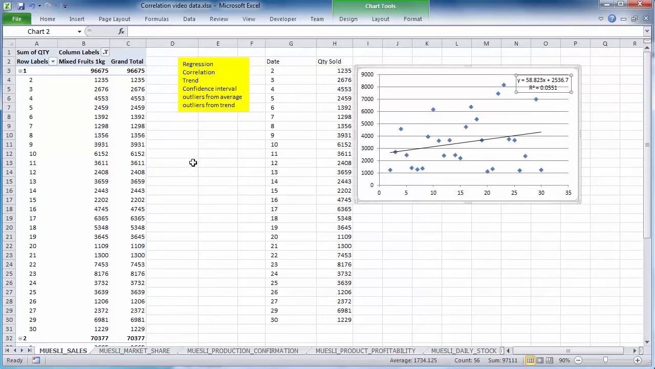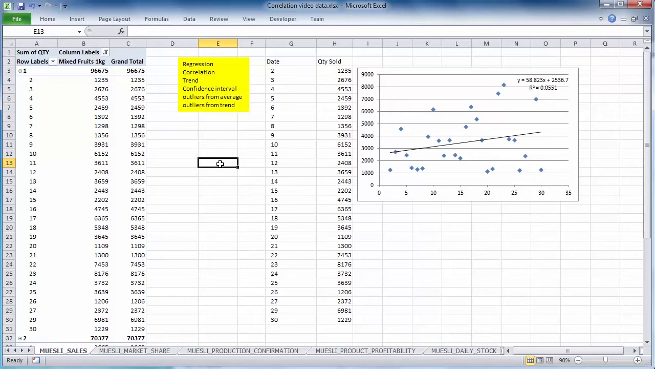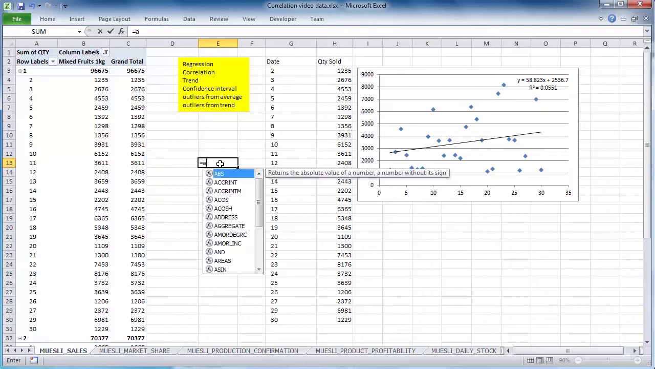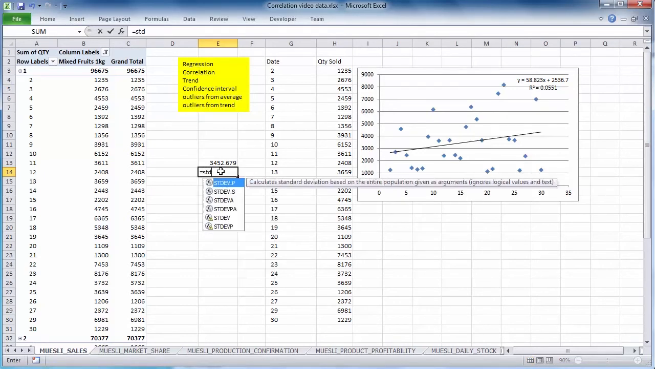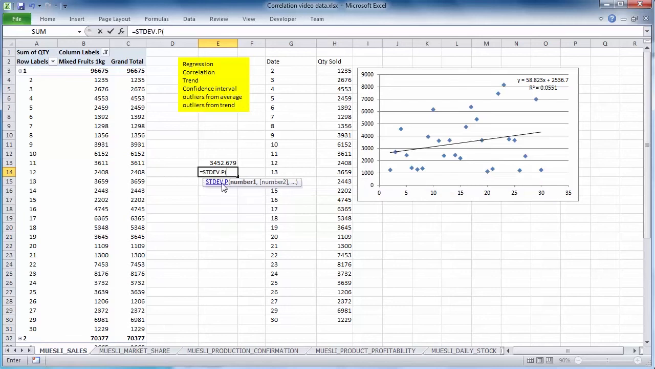So I could get this same data. First of all, I'm going to take the average of all this. And that's the average. I don't need that much precision. Here's the average, and I'm interested in the standard deviation of the sample or the population. They're going to be pretty similar in this case. So there's the standard deviation.